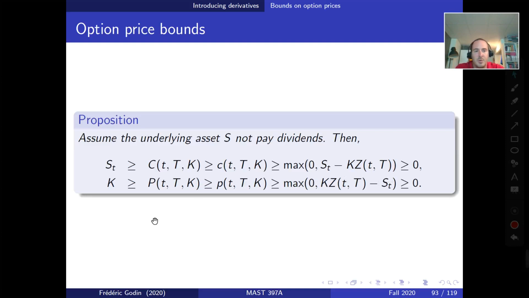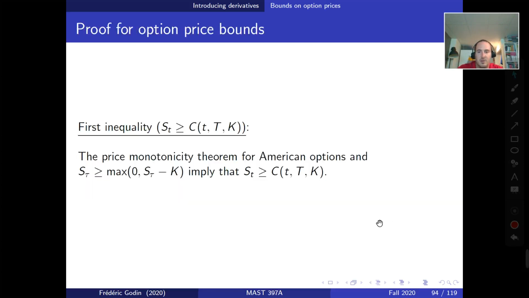For put options, we have an analogous result. It says that the strike price K is greater or equal to the price of an American put with strike K, which is greater or equal to the price of a European put with strike K, which is greater or equal to this quantity. And this last quantity is greater or equal to 0. So we can now show these results.